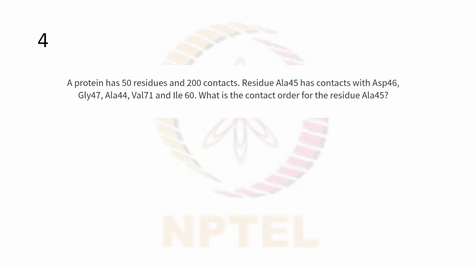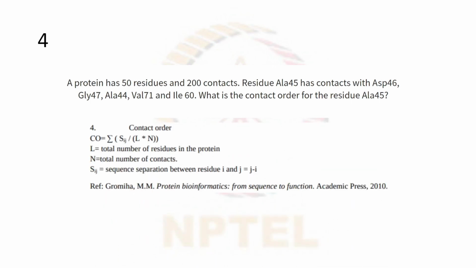Okay, here I have one question on contact order. A protein has 50 residues and 200 contacts. Residue alanine 45 has contacts with ASP 46, GLY 47, ALA 44, VAL 71, and ILE 60. So what would be the contact order of the residue? I am giving the formula for contact order as well, so kindly calculate.